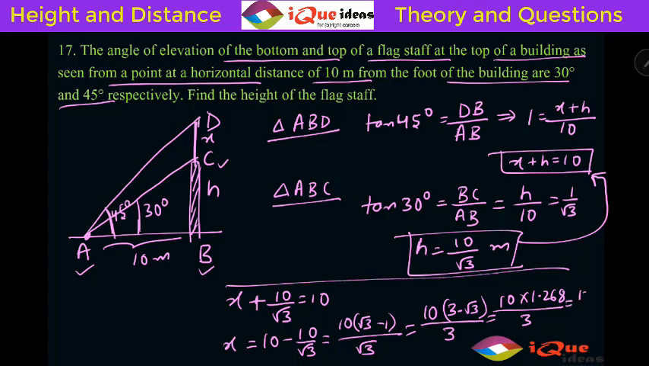So it is 12.68 divided by 3. If you divide, it will give us 4.226 meters. Right? So approximate value is 4.226 meters. So height of the flagstaff. Now let's go to the next question.